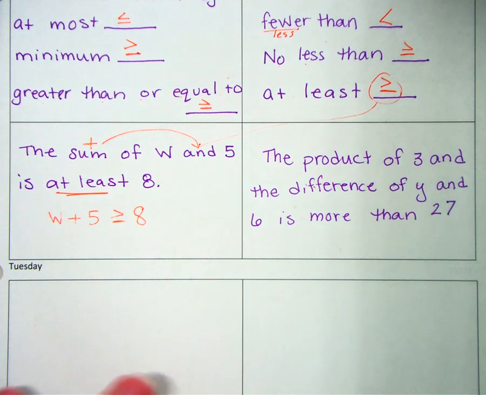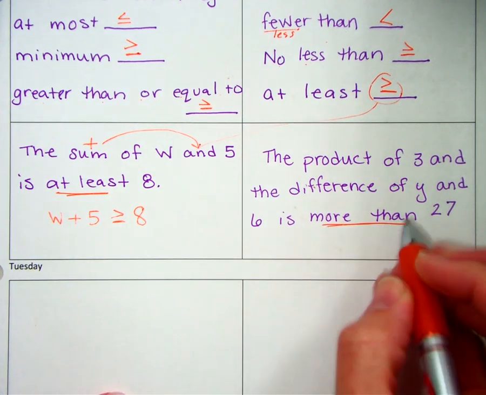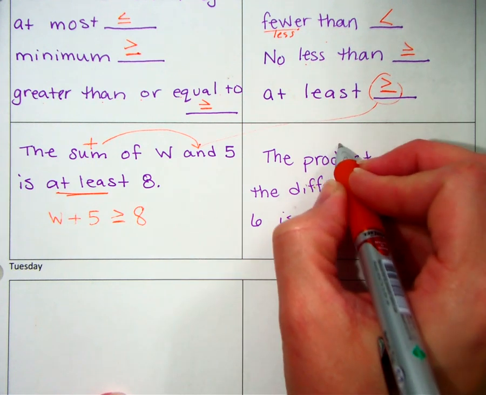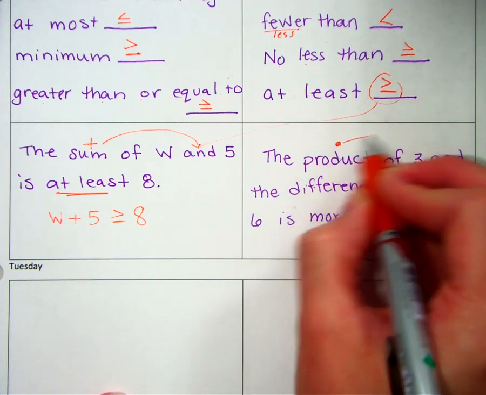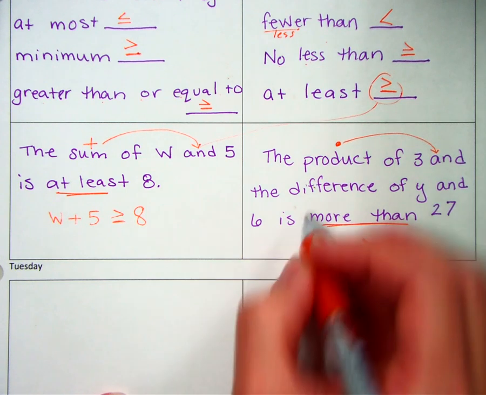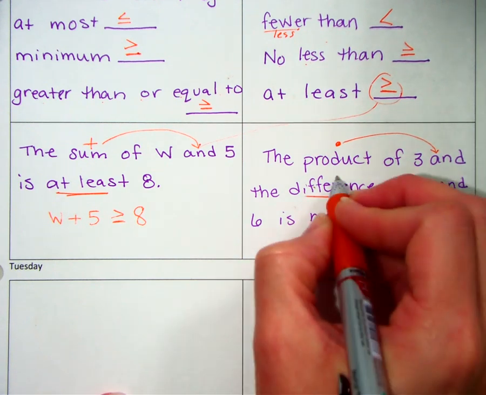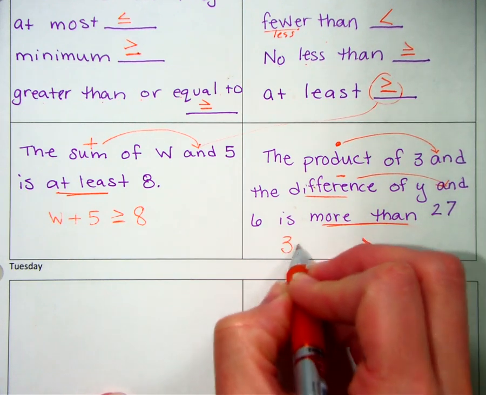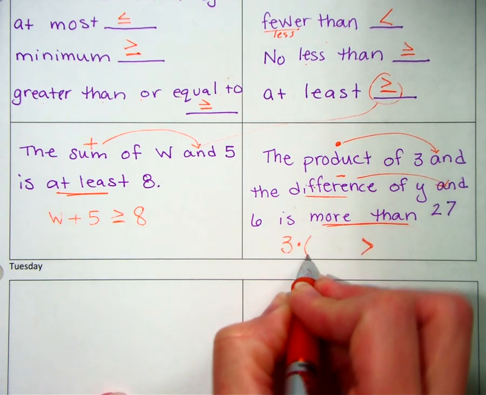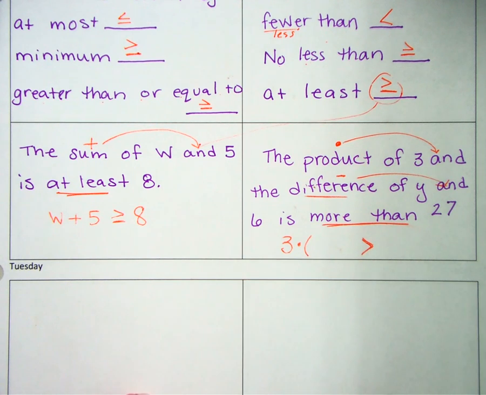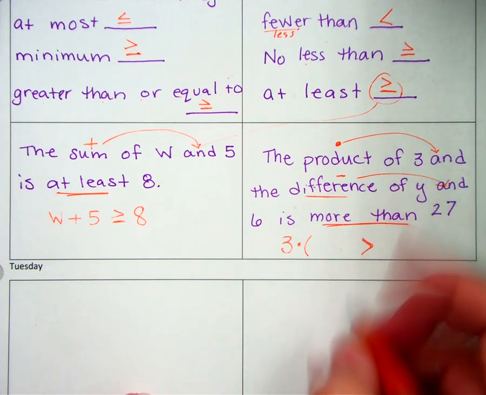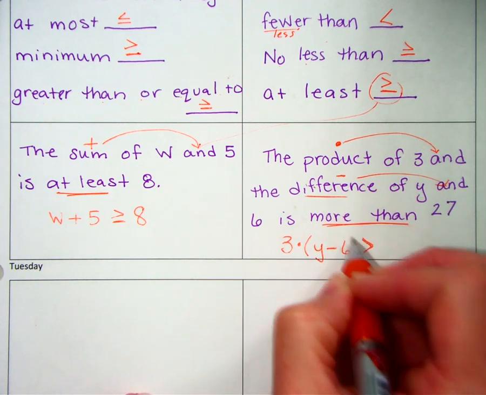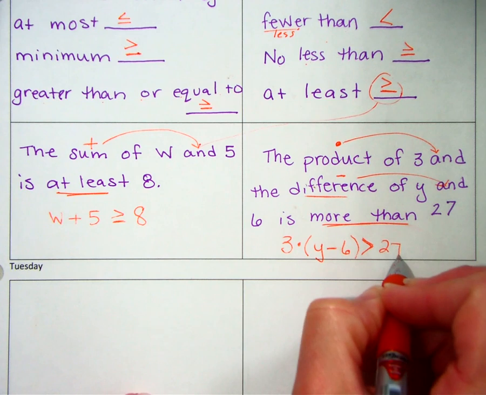Okay, so now second one here, we have more than. So there's my symbol. Pick that symbol out. More than. Pick out the words for my operation. So my operation is product here. So product is going to go here. That symbol's going to go there. I have a second one. So the second one is subtraction, and that subtraction sign is going to go here. So we'll go 3 times, and then because there are 2 of them, there needs to be a parenthesis. So 3 times, put that parenthesis down. And then y, that subtraction symbol needs to go there, 6, and finish it off with 27.